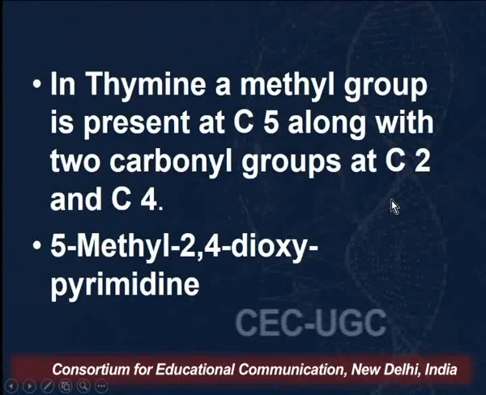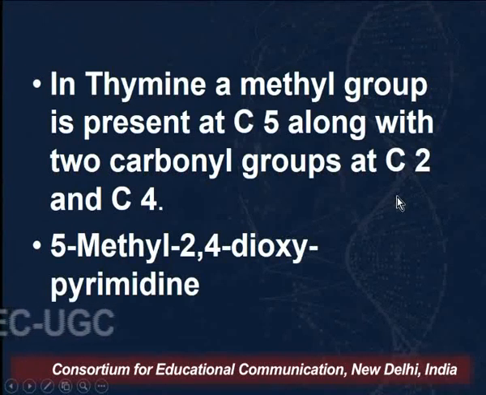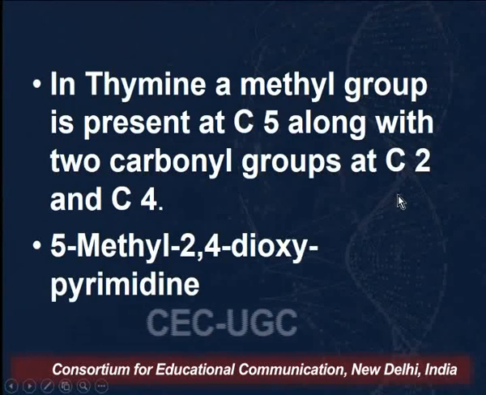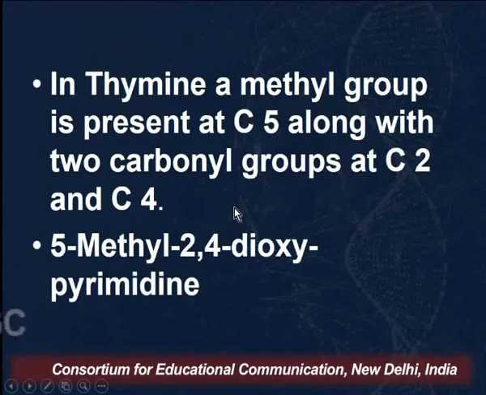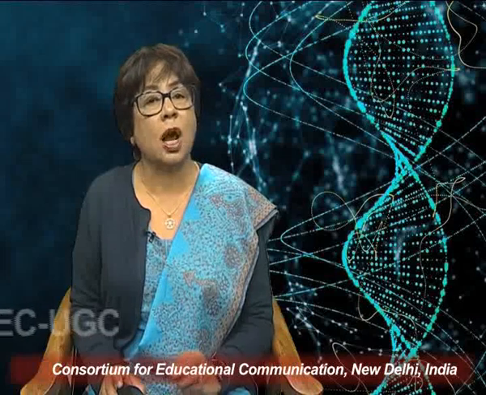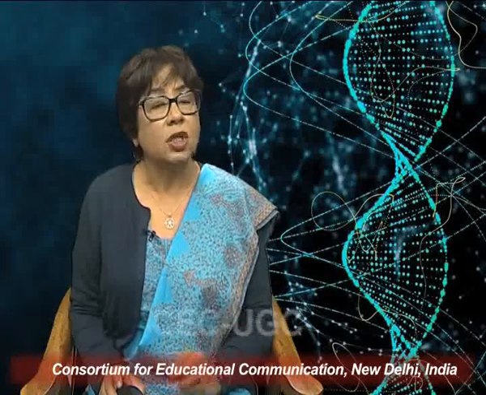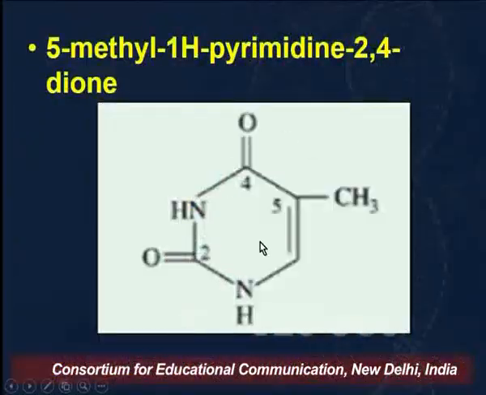When we talk of thymine, we find that in thymine, a methyl group is present at C5 along with the 2 carbonyl groups at C2 and C4. So in uracil, we have 2 carbonyl groups at C2 and C4, whereas in thymine, we have a methyl group present at the 5th carbon along with the 2 carbonyl groups at C2 and C4. So the name will become 5-methyl 2,4-dioxypyrimidine. You can also see the structure of this molecule on your screens.